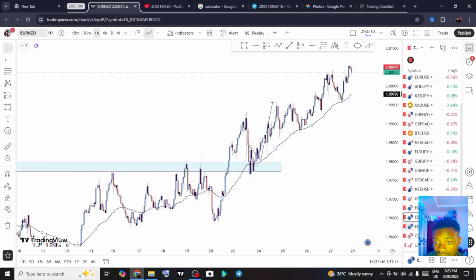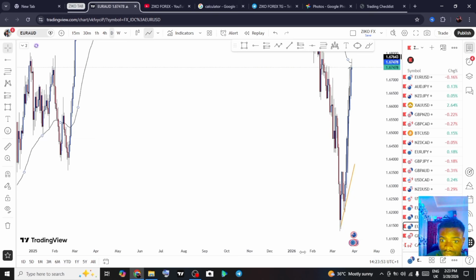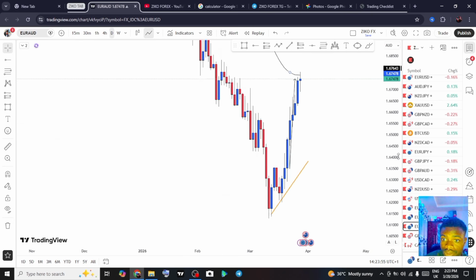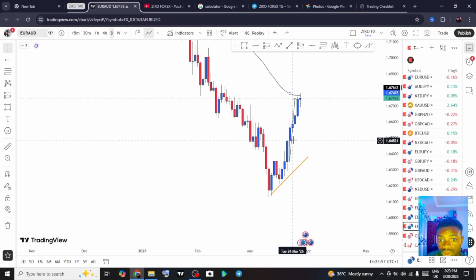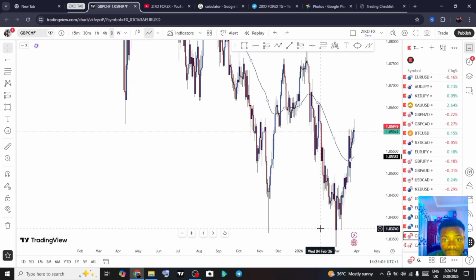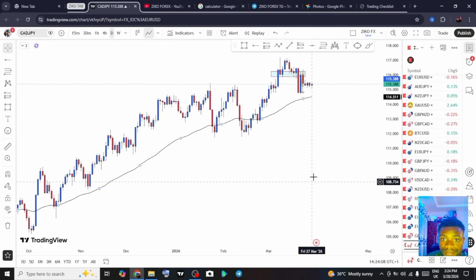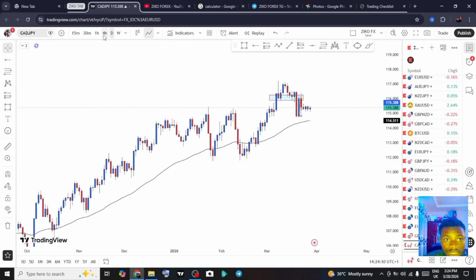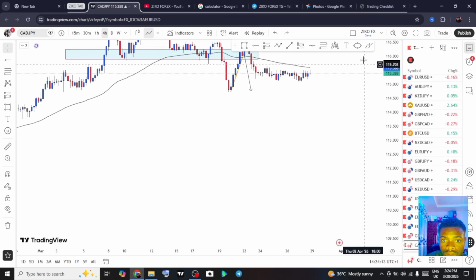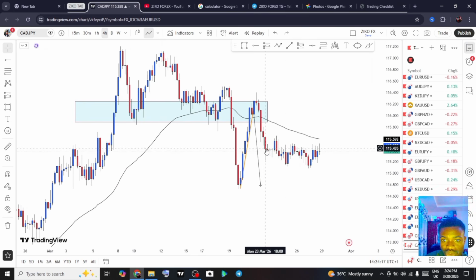But let's see another pair that we have: AUD, Euro AUD. All right, we don't seem to have good price action. GBP CHF. Okay, and CAD JPY. Let me look at how the 4 hour time frame looks. Again, very slow market, right?